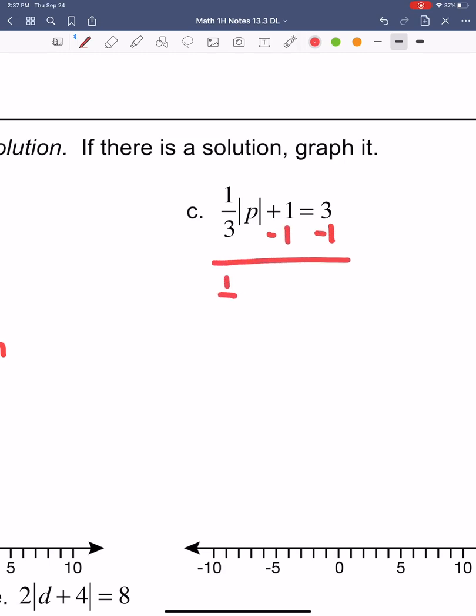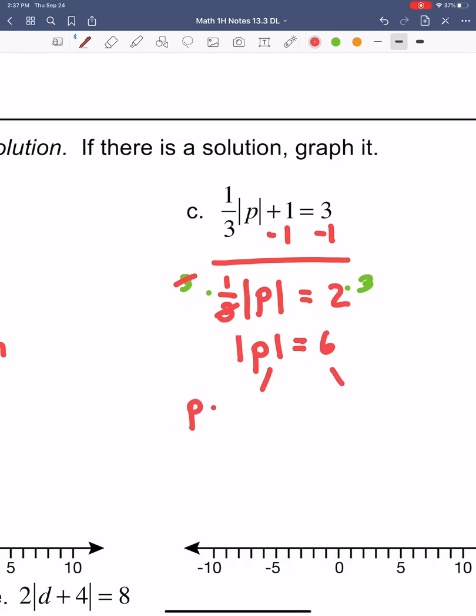And I get 1/3 absolute value of P equals 2. Now I need to get rid of this 1/3, so I'm going to multiply by 3. And I get the absolute value of P equals 6. And now we have a positive number here, so I will have solutions. I'm going to break this up into a positive version, P equals 6, and a negative version, P equals -6.